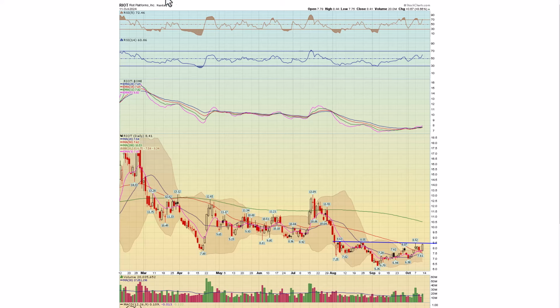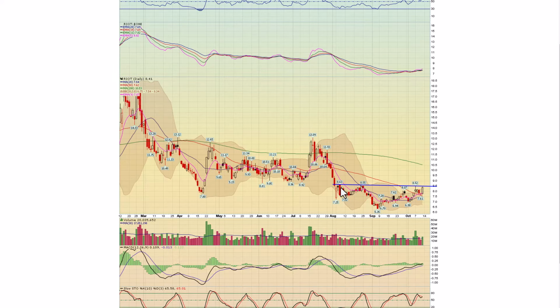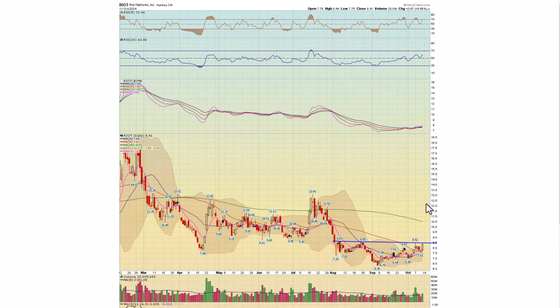Chart 72, Riot. Here's another crypto stock. This is more of a miner. A lot of the miners haven't done much, but you got a nice little base here. 850 is your resistance. Maybe you can get a trade out of it.